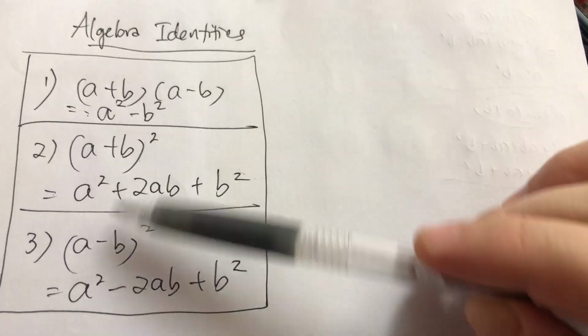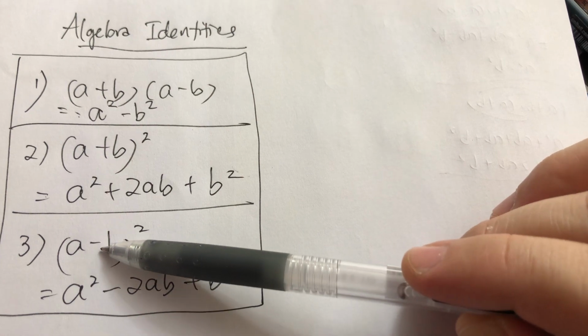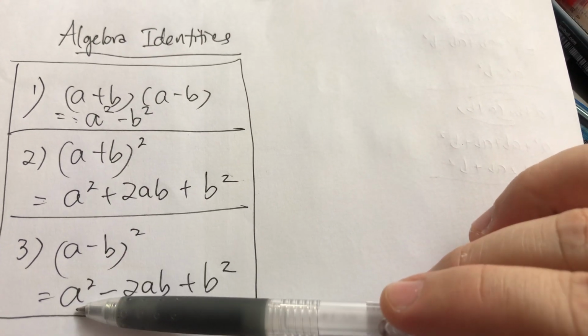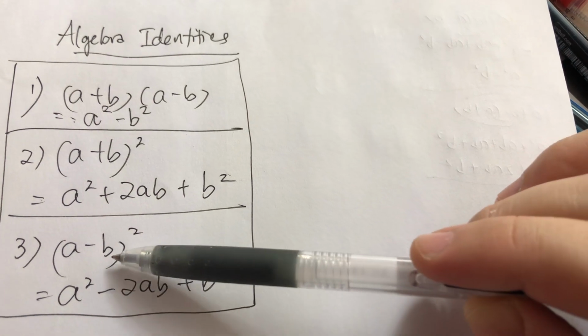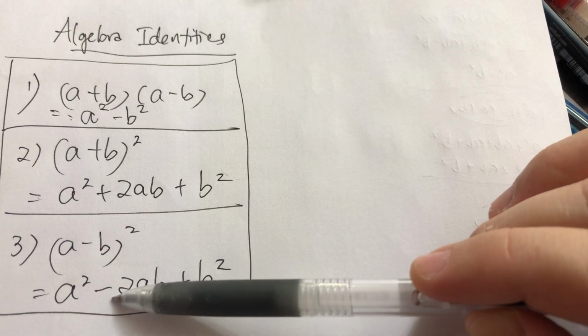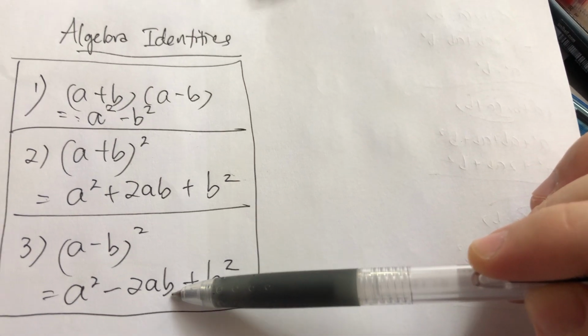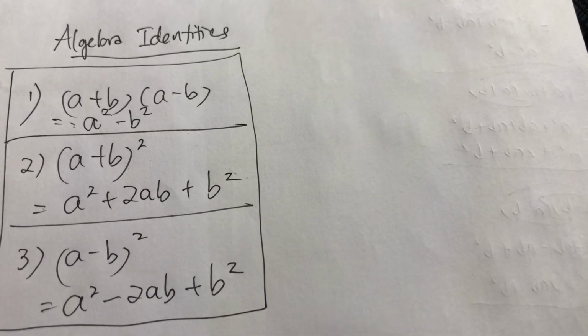And the last one, actually these two are quite closely related. When you square (a minus b), it's simply the square of a, square of b, added together, then 2 times of this times this. That's why you end up with a negative sign here. Okay, now let's see how we can make use of these identities in solving certain questions.